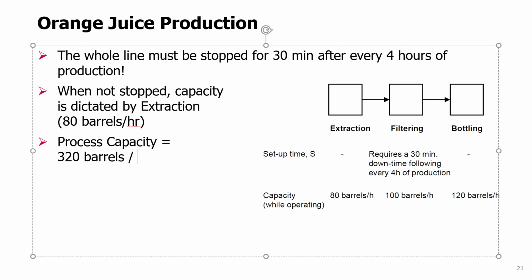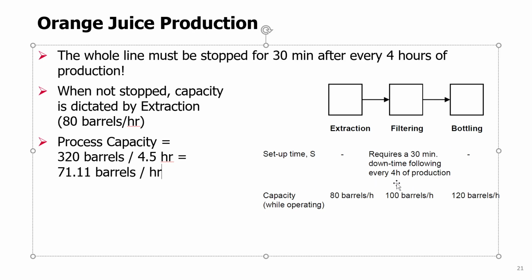And this is during 4 hours, and then there is an additional 30 minutes, half an hour of setup. So it will be 320 barrels per 4.5 hours, which will give us 71.11 barrels per hour, right? So the actual process capacity is actually less than 80 barrels an hour. It is 71.11 barrels per hour.